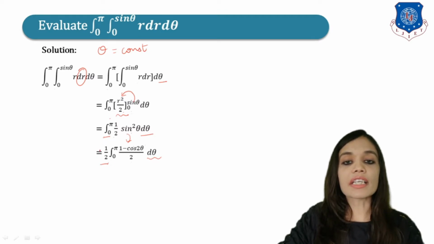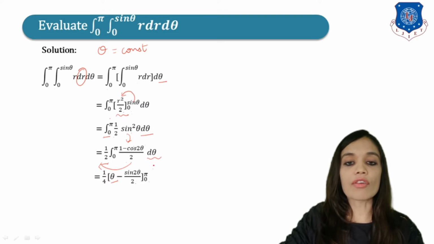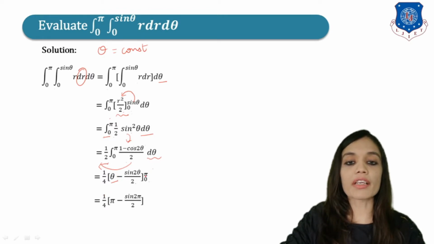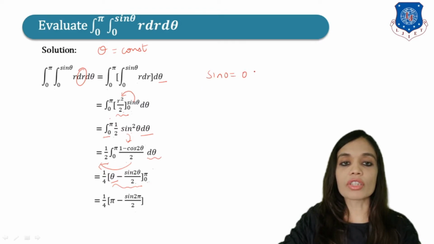Now let us integrate this. So 1 upon 4 we keep outside, and the integration of 1 is theta, and the integration of cos 2 theta will be sin 2 theta upon 2, and your limits are 0 to pi. Now let us start putting the limits in place of theta. Firstly we put pi, so you will get pi minus sine 2 pi upon 2. If you put 0, the whole term will go to 0, because we know the value of sine 0 is 0.